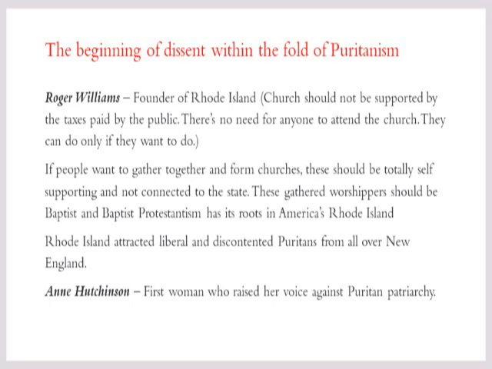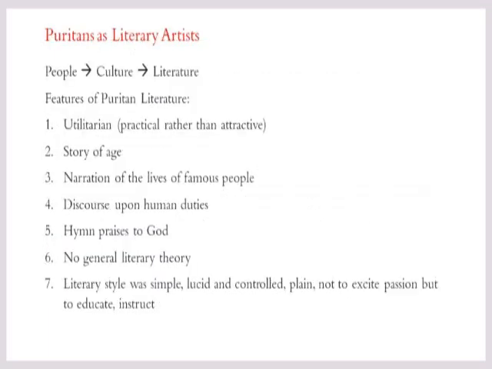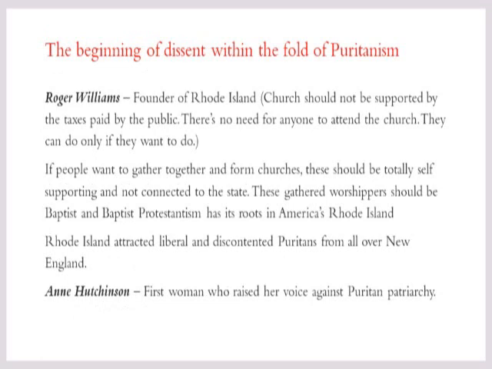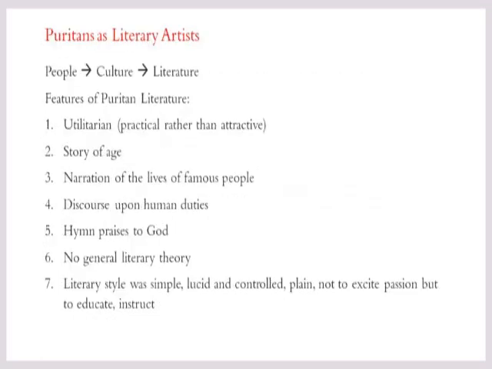Another very dominant figure in the Puritan society that brought about revolution was Anne Hutchinson. She was the first woman who raised her voice against Puritan patriarchy, but she suffered a lot. She was captured by Indians, and not only this, she was banished from the Puritan society and later she was killed. It was believed that some Indians killed her. Now, this was all about dissent within the fold of Puritanism.